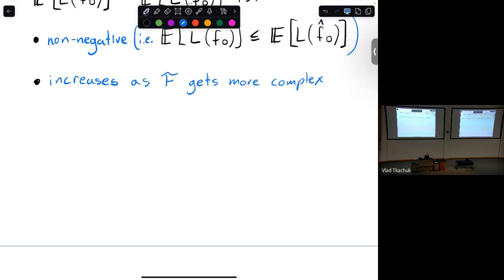The second property is that it decreases, so we can actually decrease this error if we increase n, the number of data points.